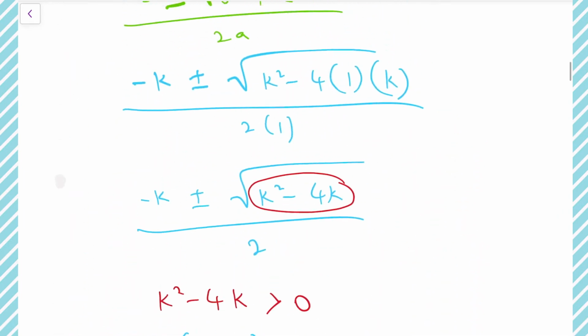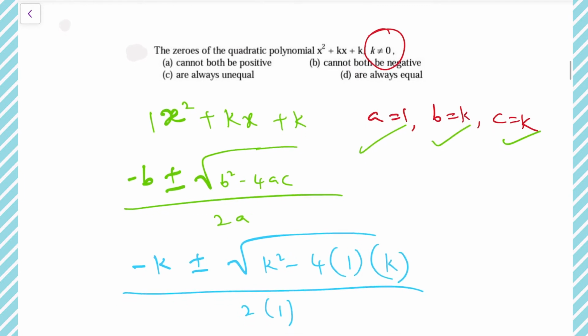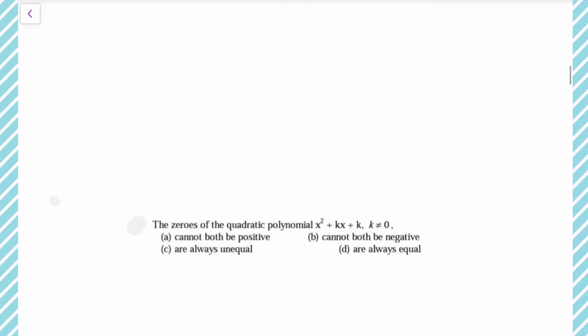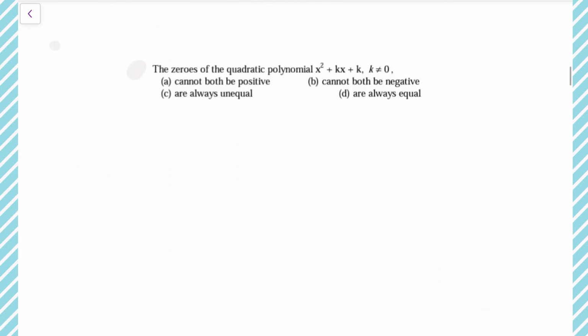So according to the options, this one cannot be positive because they are negative, right? If they are negative, definitely they are not at all positive. So both are not positive. Next, the zeros of the quadratic polynomial x square plus kx plus k. Again the same question, cannot both be positive.